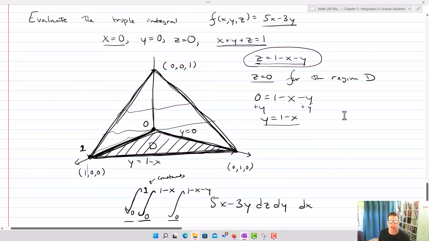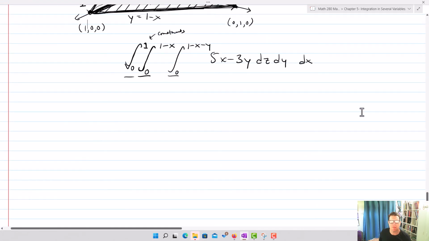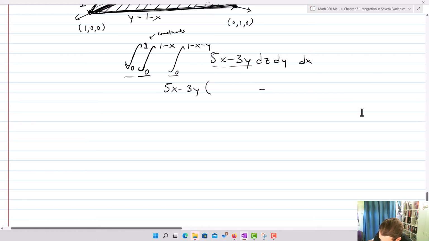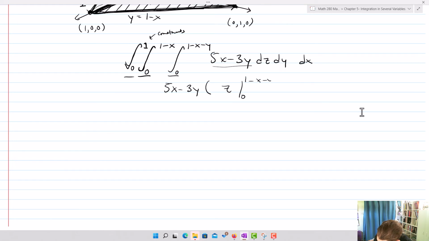All right, let's go in and actually evaluate this. So I am going to first evaluate with respect to z. Notice that there are no z's there. 5x minus 3y is just going to be constant. So what we get is 5x minus 3y times 1 minus x minus y minus 0. Or actually, let's just write this: this is a z evaluated from 0 to 1 minus x minus y. And then we'll have a dy, we'll have a dx.